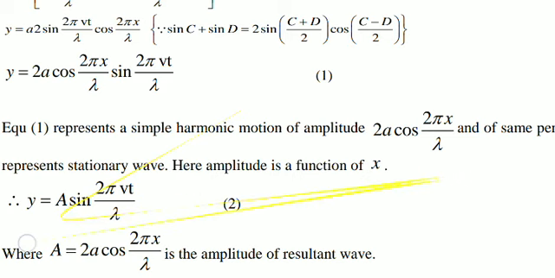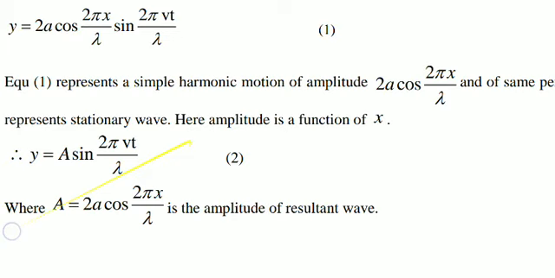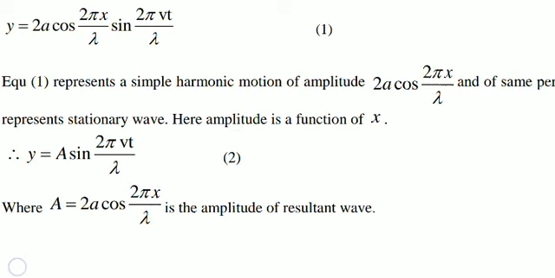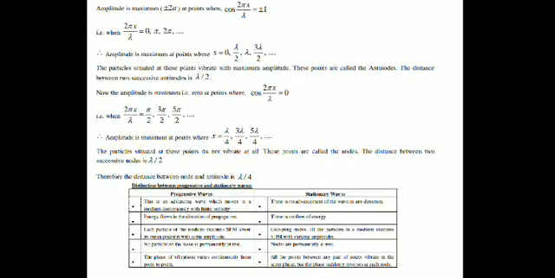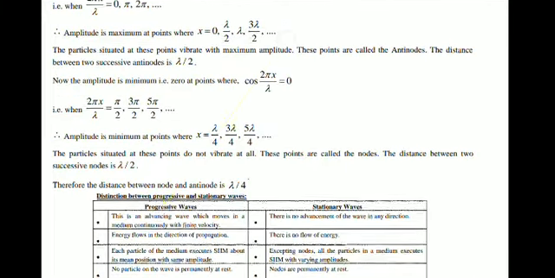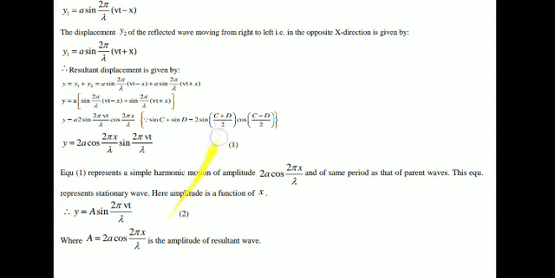Now we will represent the amplitude by capital letter A. So the resultant wave will be y equal to A sine 2 pi vt divided by lambda, where A is the amplitude of the resultant wave, right? Now what will be the maximum value of this amplitude? You can easily see the amplitude of the wave is represented by A equal to twice a cos of 2 pi x divided by lambda.